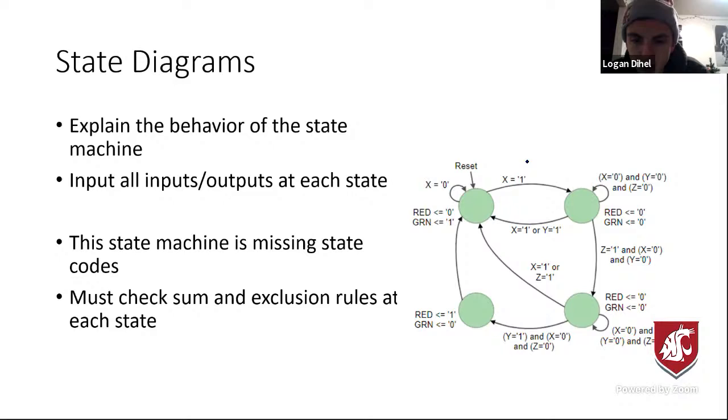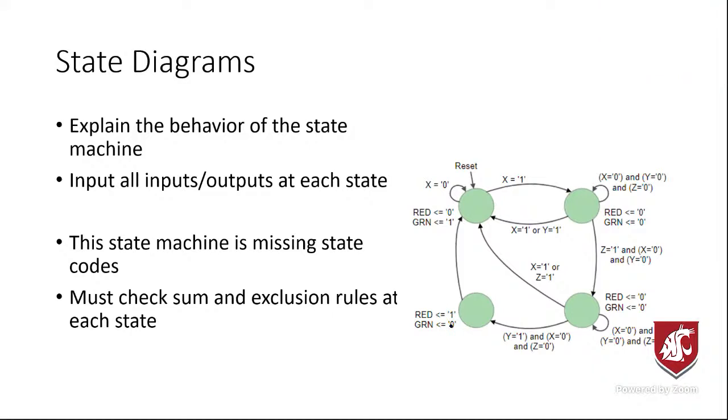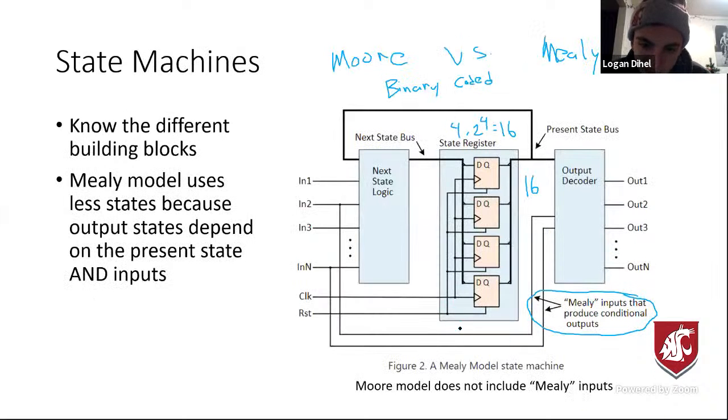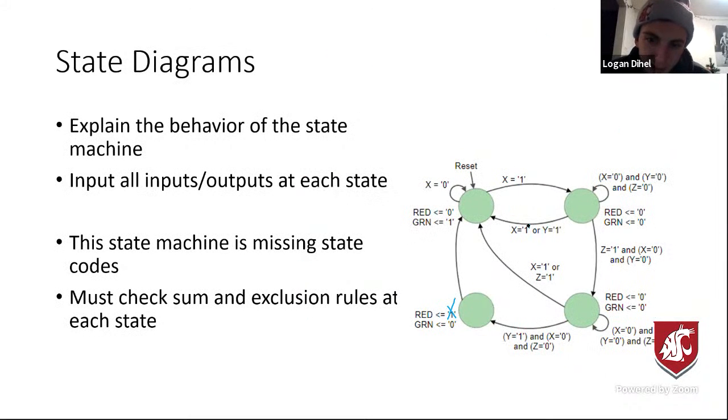It's a Mealy. So this one's actually going to be a Moore because the outputs are not dependent on the inputs. You can see that they're hard-coded values. If you had something like red equals X, that would be a Mealy. But because they're all just hard-coded, we don't need any of these inputs. We can just have a decoder only reading the present state bus to give us our outputs.